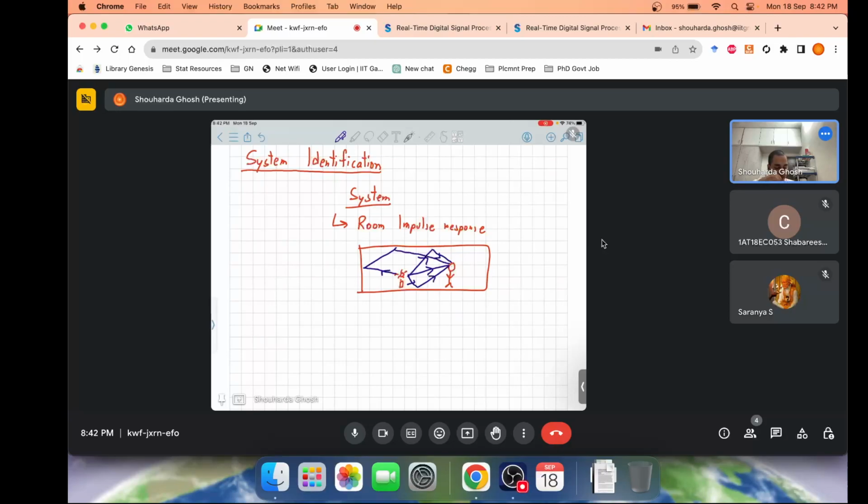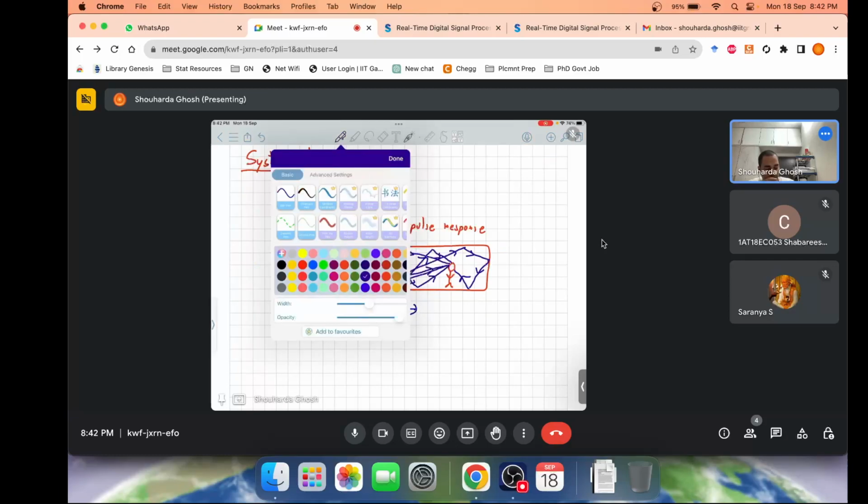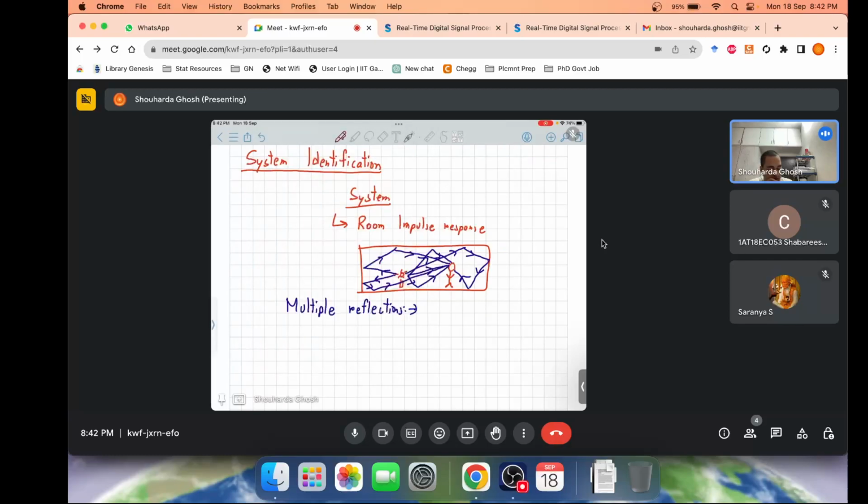Okay, so here, as you can see, there are multiple reflections. As there are multiple reflections, if I give an impulse, what will its response be? So I can say that the impulse response of the room can be written as follows.